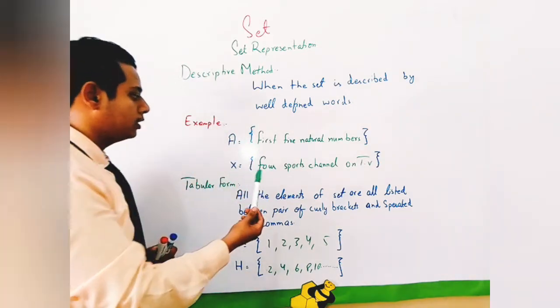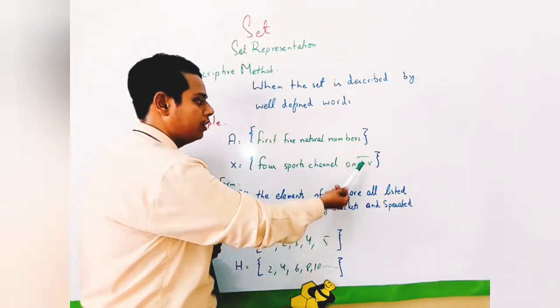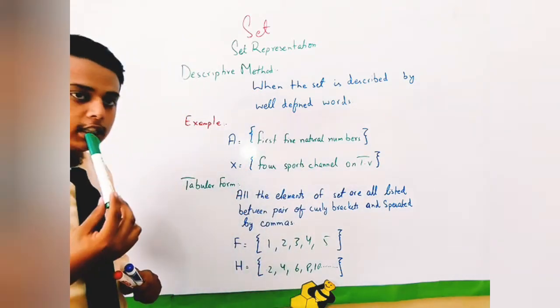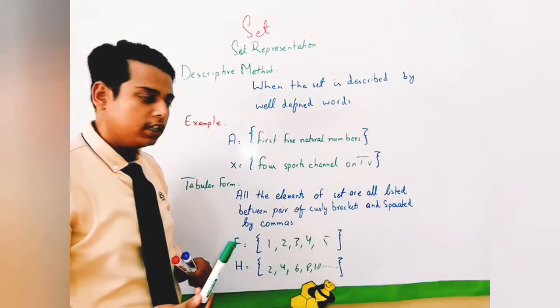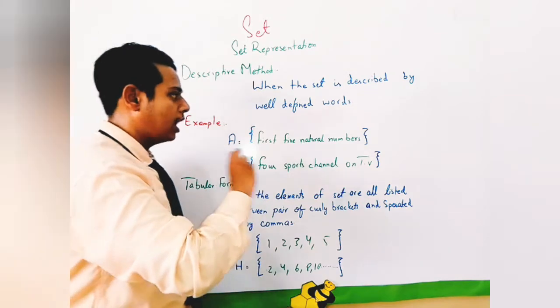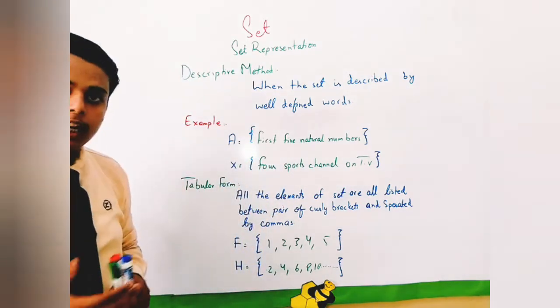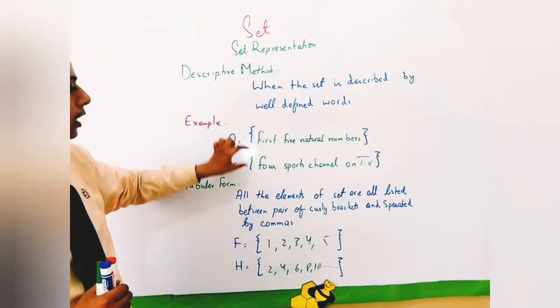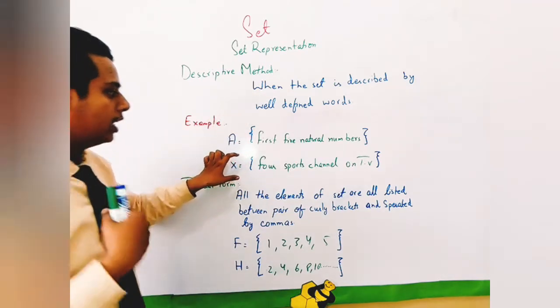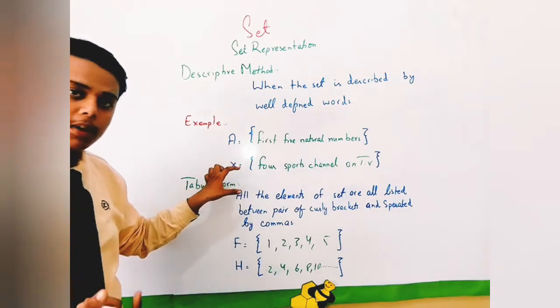One more example is there. 4 sports channels of TV. In this, the channels are not defined over there, but they just describe that in this set there are the names of 4 sports channels. मतलब इसके अंदर सिर्फ डिस्क्राइब कर दिया गया कि स्पोर्ट्स चैनल्स के नेम हैं सेट में.